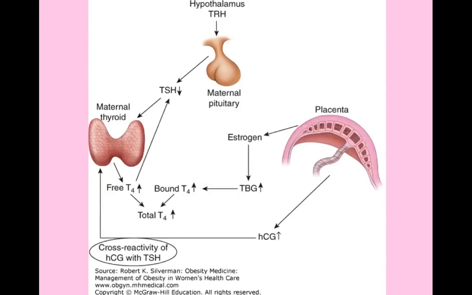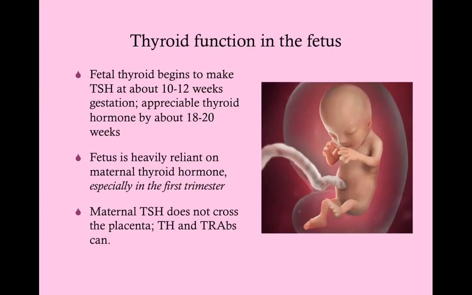Okay, so that is just that picture blown up here. So as far as the fetus goes, in the first trimester there's really no function. The baby has no thyroid function whatsoever. Around the end of the first trimester, the fetal pituitary begins to make TSH around 10 to 12 weeks gestation, and then the thyroid starts to put out thyroid hormone towards the end of the second trimester.